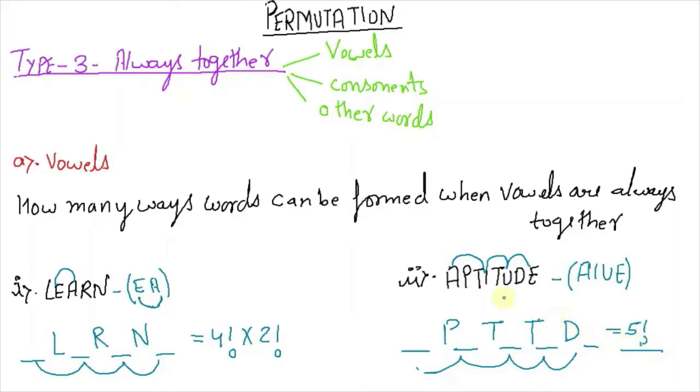Here T is repeated twice, so we will divide it by 2 factorial. A, I, U, E itself can be arranged in 4 ways, which means 4 factorial. By solving this, you can get the answer.